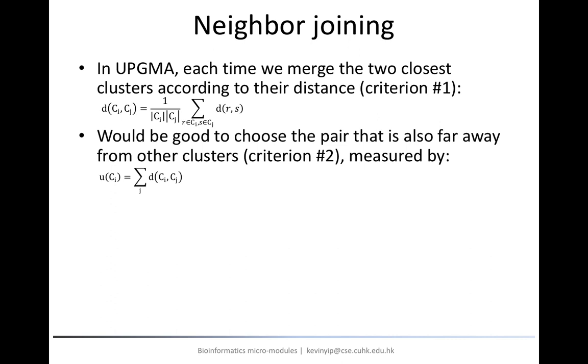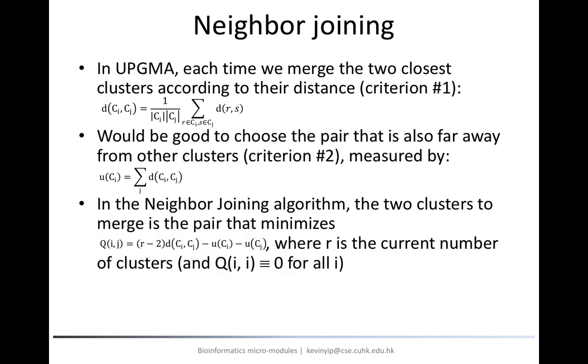In other words, it is preferable to merge clusters Ci and Cj if the distance between them, d(Ci, Cj), is small, but U(Ci) and U(Cj) are large. The rationale is that if the two merging clusters are far away from other clusters, we probably would not regret merging them later, since they would be merged with each other sooner or later, since they are so far away from other clusters.